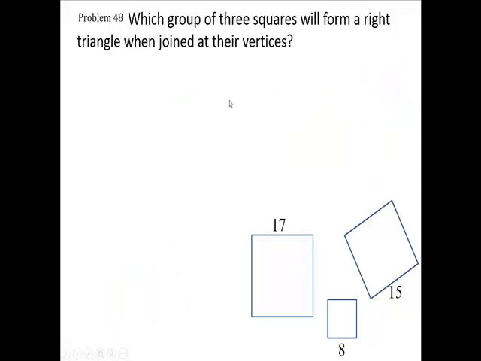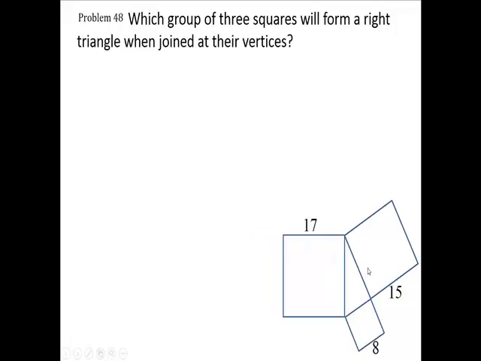Well, for instance, if we take these three, and I turn this one just a little bit, and then scoot it up, scoot these vertices together, is this going to be a right angle? That's the question. Is this a right angle? I mean, you may be able to join all of them, but do you get a right angle when you join the squares? And if it's a right angle, the Pythagorean theorem will work.